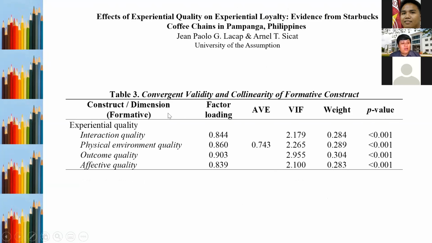So you will notice here we measure convergent validity and collinearity of the formative construct. The way we measure formative and reflective is different. So you need to understand that, okay?